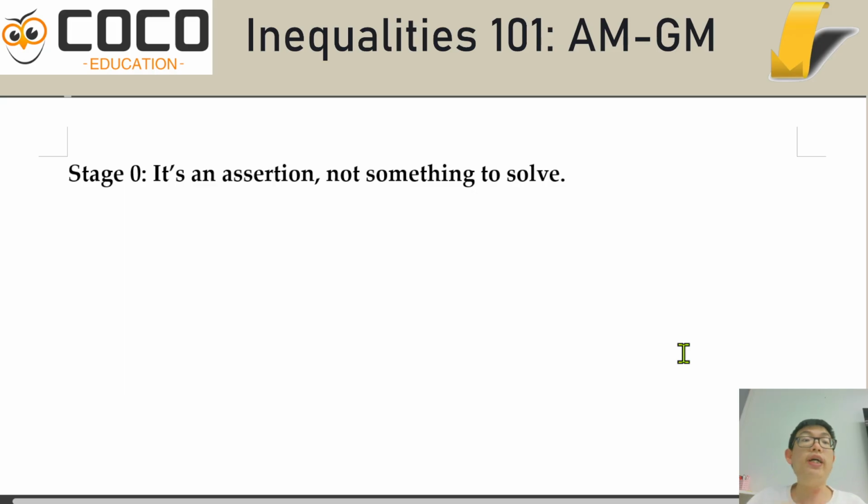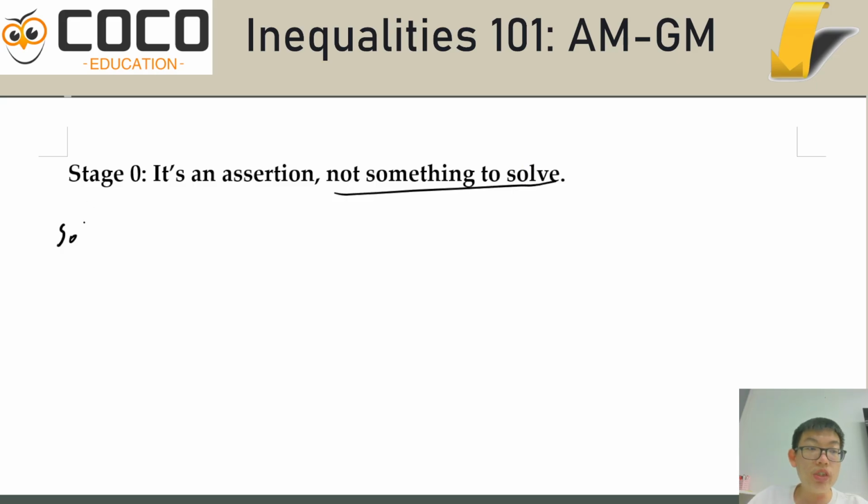Stage 0 in your understanding of AM-GM is that it's an assertion. Now, the problem that we have is that we tend to just use the words solve a question, solve a problem too liberally. And AM-GM is not something to solve.